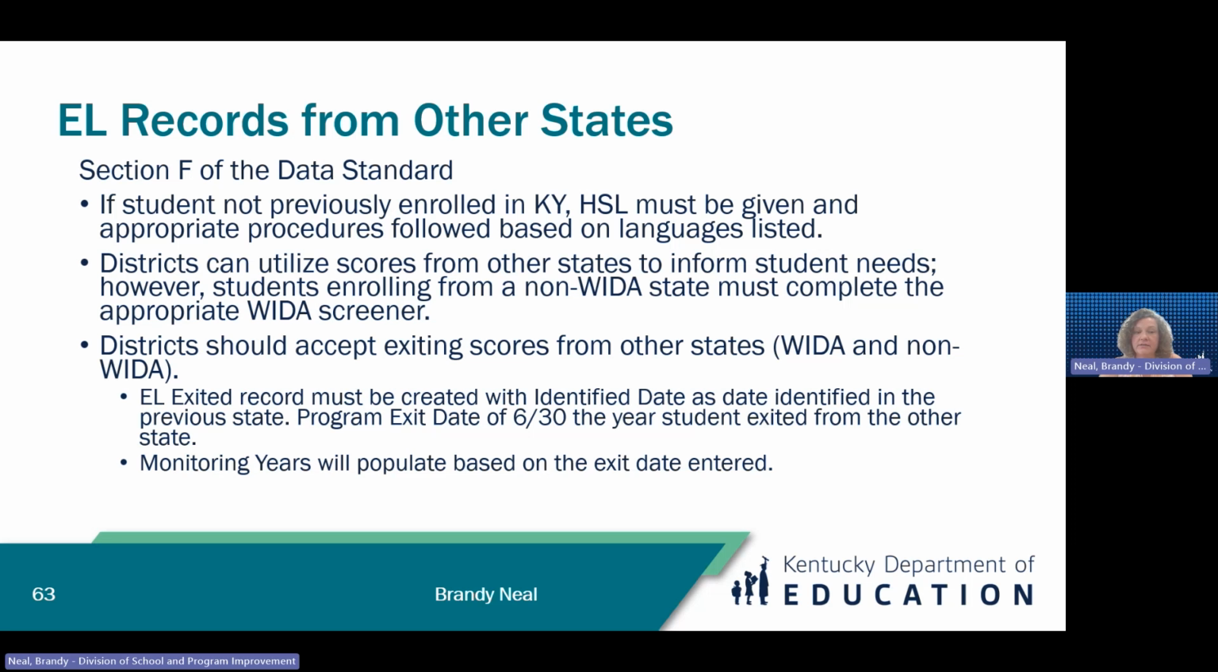EL exited records must be created with an identified date as the date identified in the previous state. The program exit date will be June 30th of the year, and then you need to change the state to whatever state they reached attainment in, because it pre-populates to Kentucky. Monitoring years will populate based on the exit date entered.